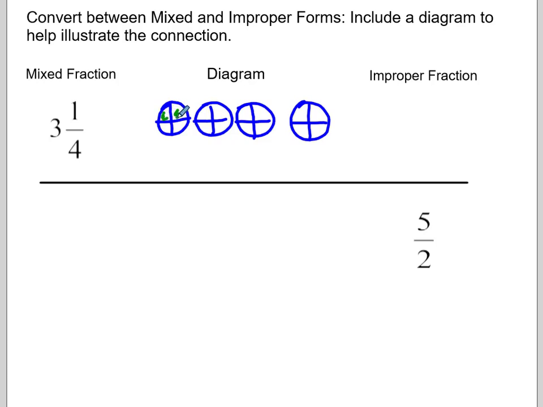These guys are full. This guy's full. This one's full. And just one of these is full. Okay, so that picture goes with 3 1/4.